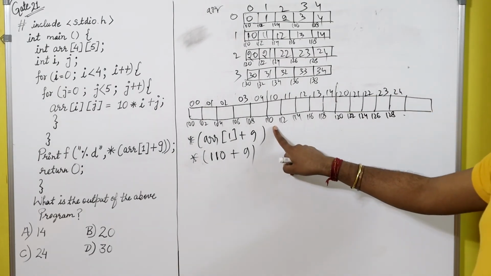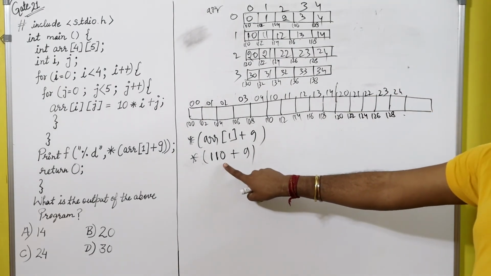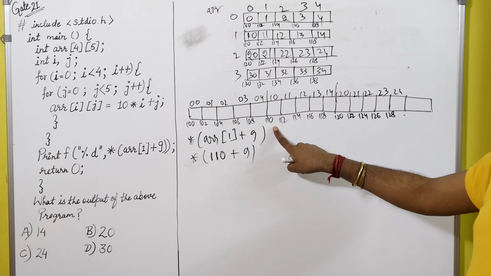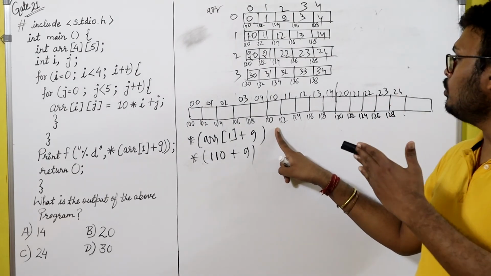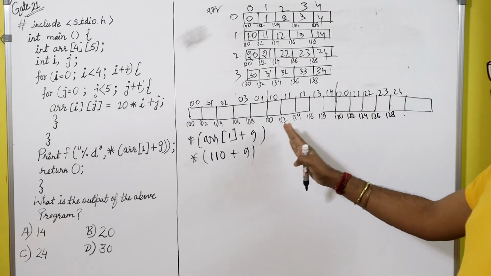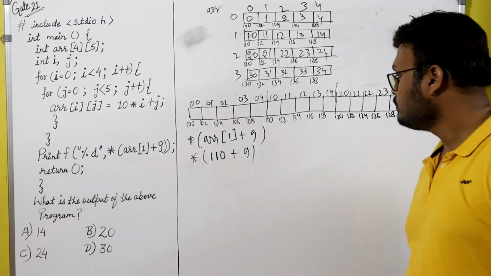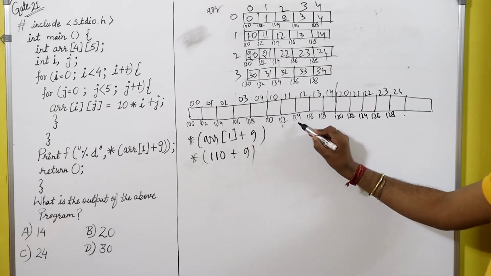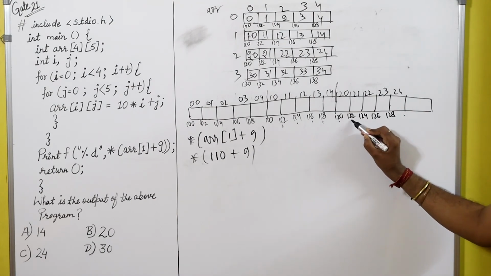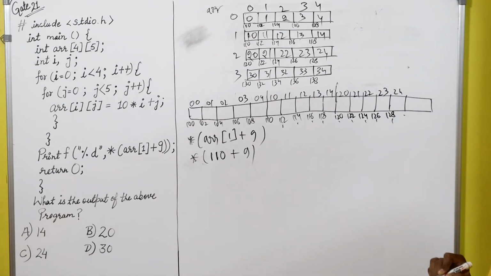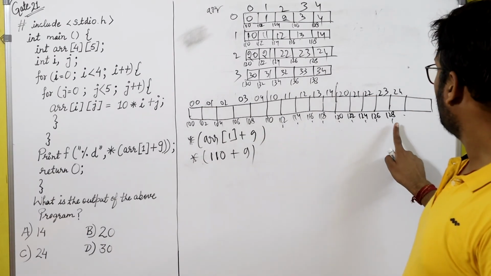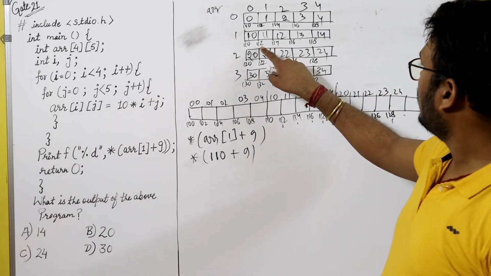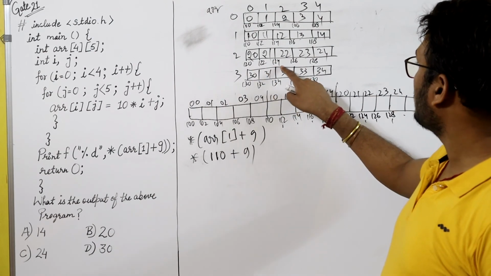110 means I am here, or you can say that you are here. So 110 plus 9 means you have to move further to the next 9 elements. Like this. This is 110. Then the next 9 elements are 1, 2, 3, 4, 5, 6, 7, 8, 9. It means 128. Or you can say like this: 1, 2, 3, 4, 5, 6, 7, 8, 9.